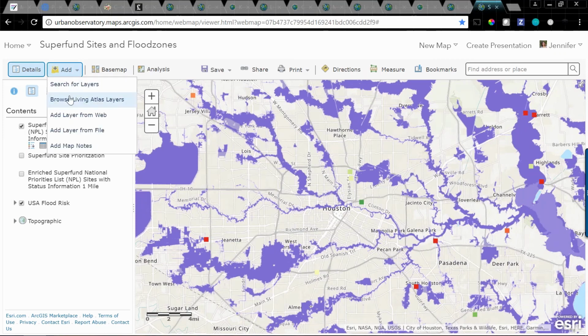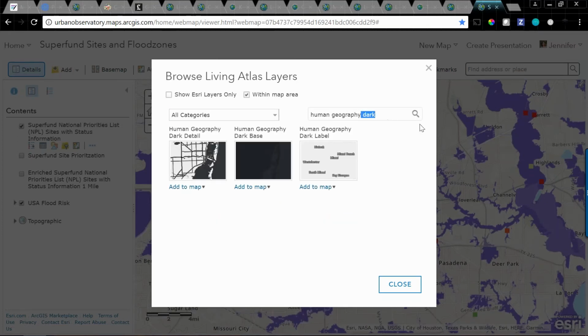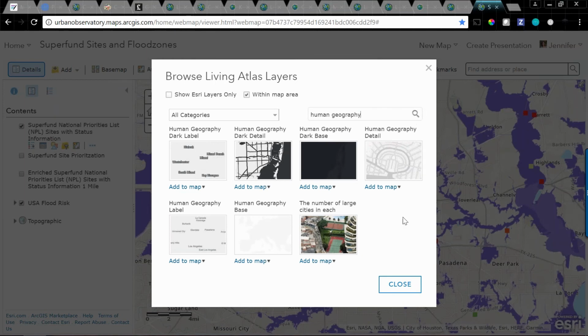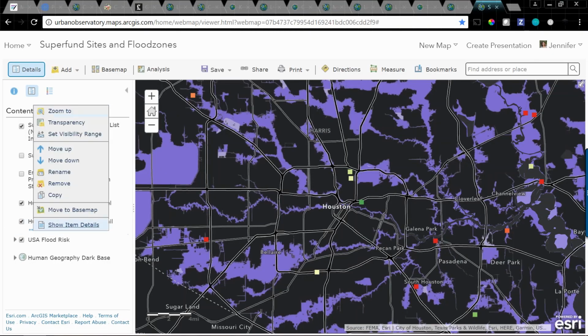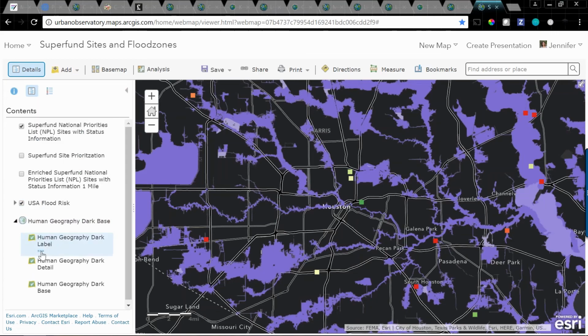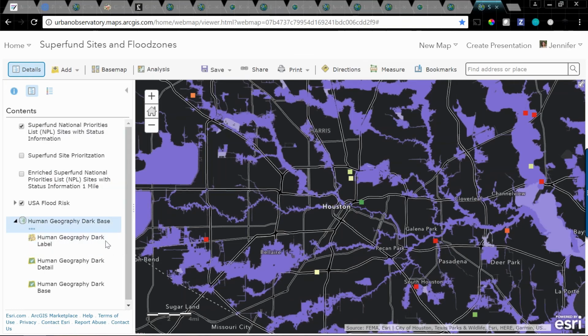Let's add one of my favorite base maps from the Living Atlas, called the Human Geography Dark Base Map. There's also the light gray version of this base map as well. We like to call this the base map sandwich, because we're adding the dark gray base at the bottom, and then we're going to add the details and the labels on top. So I'll send both of these layers down to the base map and set my label. Notice Houston is currently covered, so I'm going to set that as a reference layer. And now it's clearer, it's less busy.